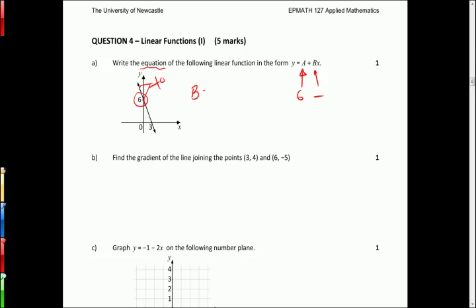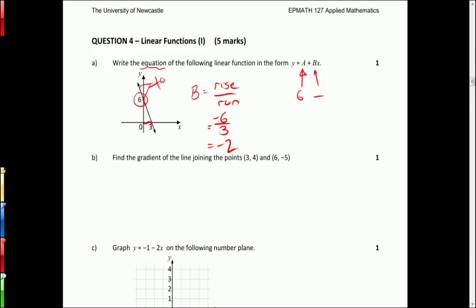So gradient equals rise over run. Now the run is always left to right. The run here is 3. The rise technically isn't a rise. He didn't go up, he went down. By how much? 6. So the rise is actually minus 6 over a run of 3. The gradient is minus 2.